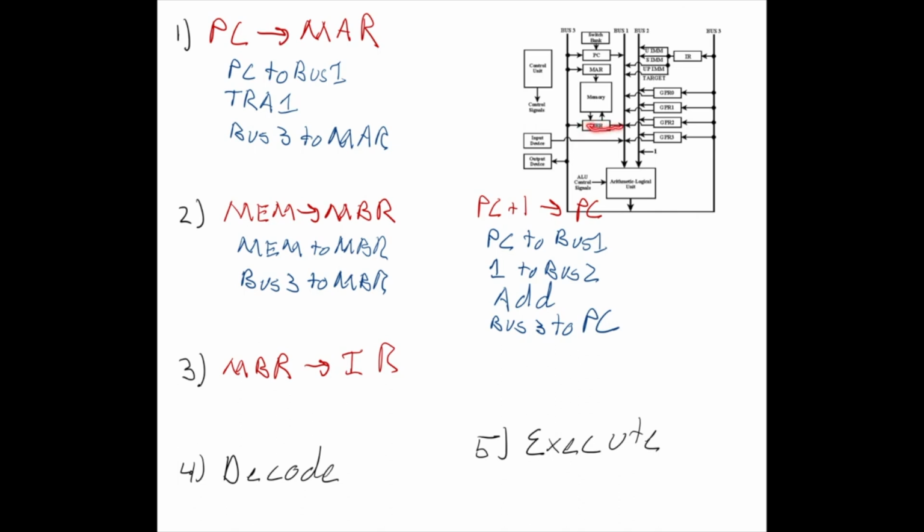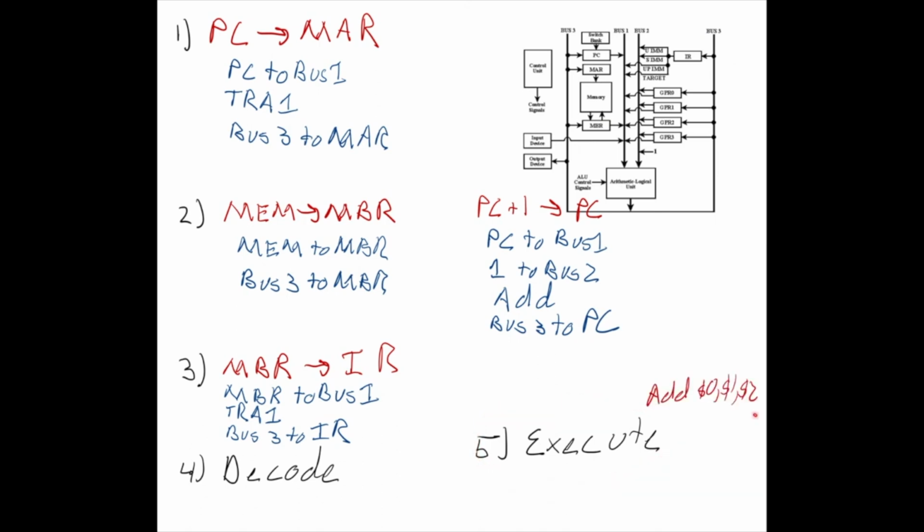Now the last step of the fetch before we start decoding the instruction, is to get the instruction out of the MBR and up into the IR. So those switches are MBR to bus 1, TRA1 to pass bus 1 onto bus 3, and then bus 3 to IR, which is the clock that clocks the data from bus 3 into our instruction register. Now that the instruction is in the IR register, we can decode it by looking at the opcode, and if there is, also look at the function code. Now, after we've decoded, the next step is to execute it.